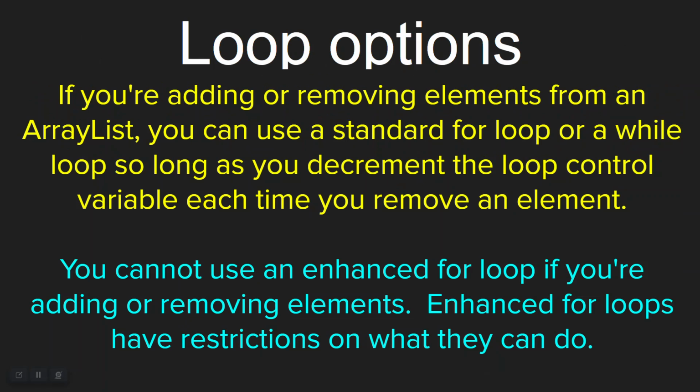So just a couple of things to keep in mind. If you're adding or removing elements from an array list, you can use a standard for loop or you can use a while loop so long as you decrement the loop control variable each time you remove an element. You absolutely cannot use an enhanced for loop if you're adding or removing elements. Enhanced for loops have restrictions on what they can do. So you can use an enhanced for loop if you just need to quickly access the elements that are in the array list, either for printing or for comparison. But if you need to actually change what's in the array list, you've got to use a standard for loop or a while loop.